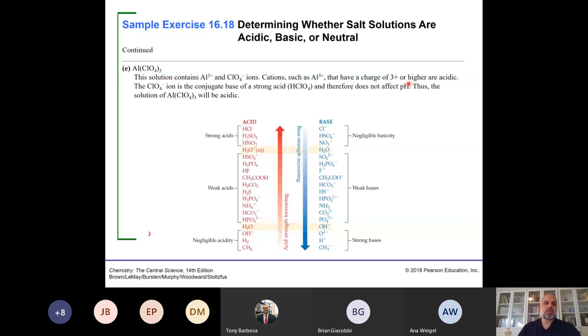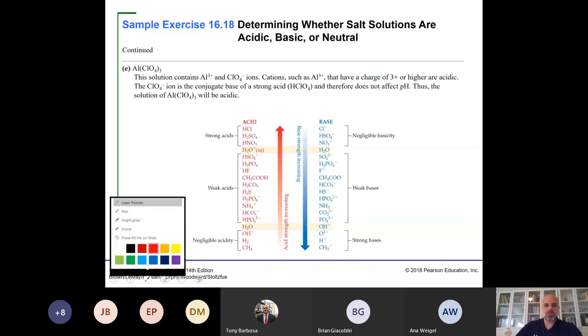The chlorate ion is the conjugate base of a strong acid, HClO4. It's not in this table, but we will learn a little bit about these types of polyatomic ions having multiple oxygens in the next few slides. You'll be able to recognize that anything with 4 oxygens is going to be an extremely strong acid. So this is a strong acid. We're telling you that. So therefore, it's going to be just like the last example. This ClO4 minus is going to have no effect on pH. Thus, the acidity is going to come purely from the aluminum ion, just like the last example.